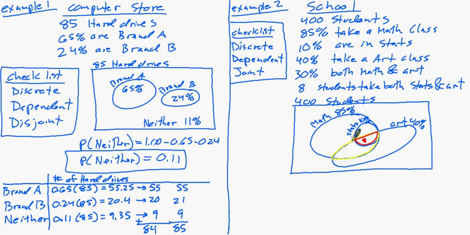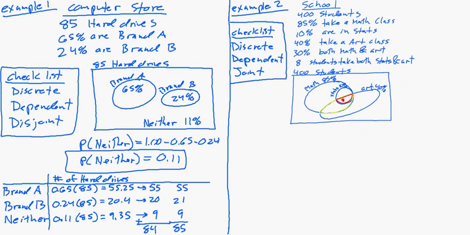So I would end up using 21 brand Bs, and then that would give us our 85 hard drives. For the school over here, we're going to have more categories. Here we only had 3 categories, brand A, brand B, and neither. We're going to have more categories over here, so I need some space. I'm going to shrink this down a little bit. There. I hope you can still read that adequately.